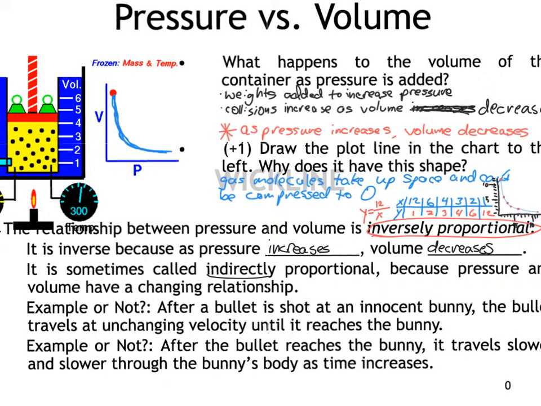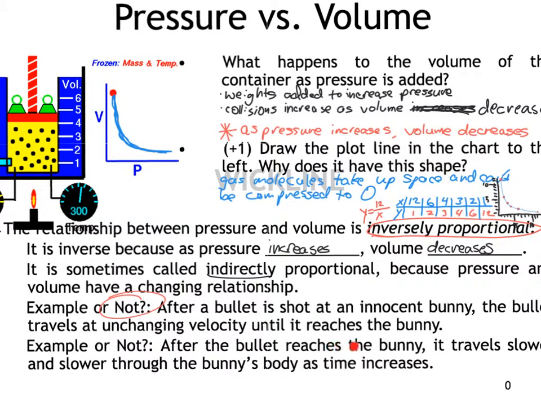Example or not? Let's play this game again. After a bullet is shot at an innocent bunny, the bullet travels at unchanging velocity until it reaches the bunny. I'm going to go with not an example, because in order for this to be an inverse relationship, one thing goes up and the other thing would have to go down, and I see that the bullet is shot at constant speed.